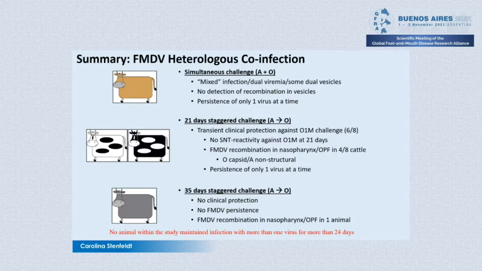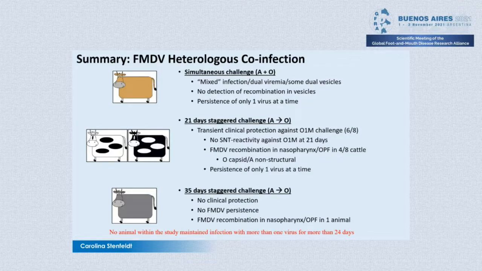So to summarize the findings, we experimentally reproduced heterologous co-infection through either simultaneous or staggered exposure to 2 distinct FMDVs. We did not detect any recombination in vesicles from the simultaneously infected animals. That clearly doesn't mean that there's no recombination going on at a molecular level, but it did not result in any recombinant genomes at a level where we could detect them using Illumina sequencing.